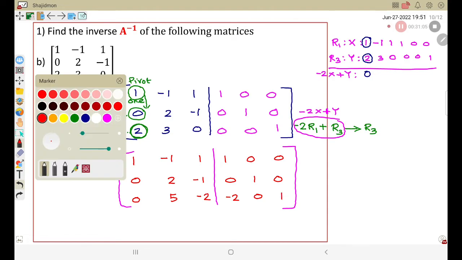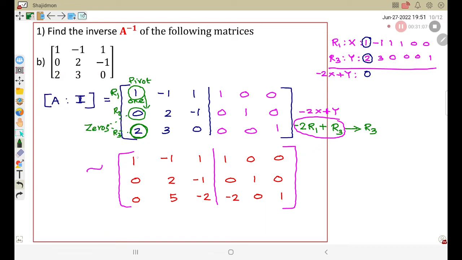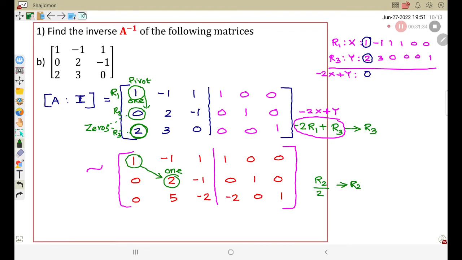Now once you finish this, the diagonal number should be 1. Here it should be 1 now. So we need to change the second row, correct. The second row's full numbers are divided by the same number, divided by 2. R2 divided by 2 gives new R2. So I will write the equivalent matrix. First row no change, only the second row's complete numbers we divide by 2, correct.